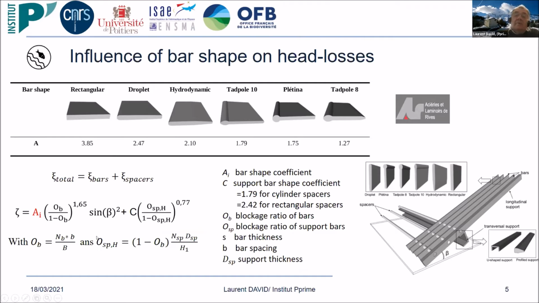So we have a sum of 2 terms, and the first term is just due to the bars. If we play with the shape of the bar, we tested 6 different bar shapes, from rectangular to tadpole. We estimated the bar shape coefficient, and we see that with these different forms, we are able to reduce the head losses by a factor of 3 in this context.